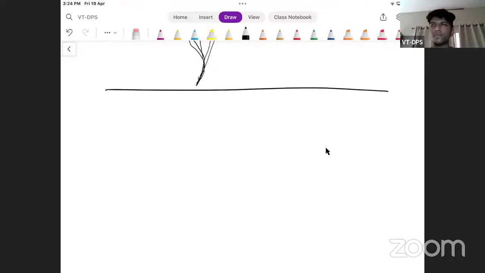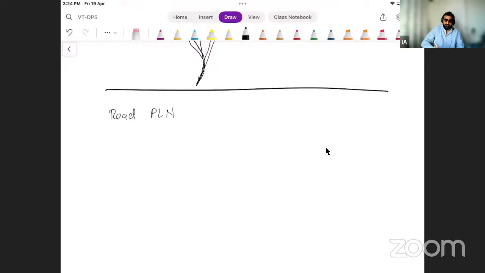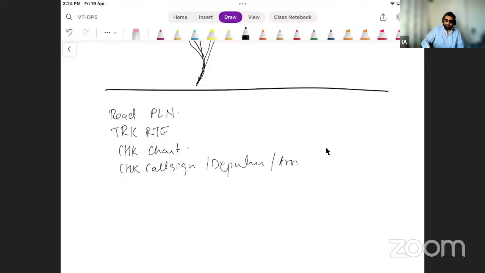Okay, sir. Instruction number one, read the flight plan properly, track the route properly, check the correct chart. Check your call sign, and then check departure call sign and check arrival also. Basically, when you read the flight plan, everything else gets taken care of. You have to be very careful about it.